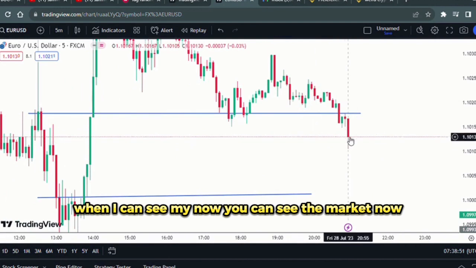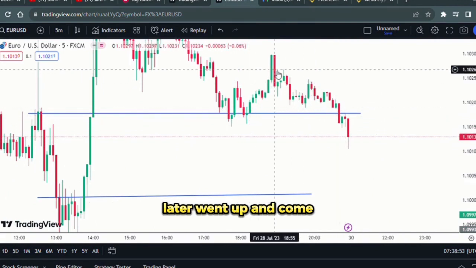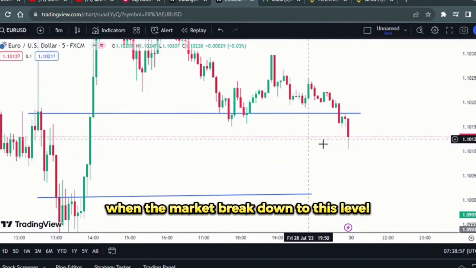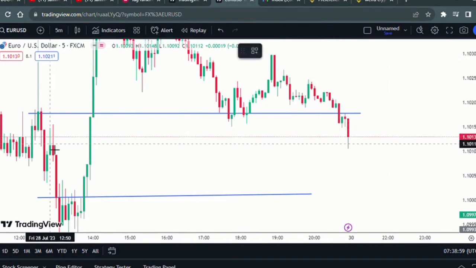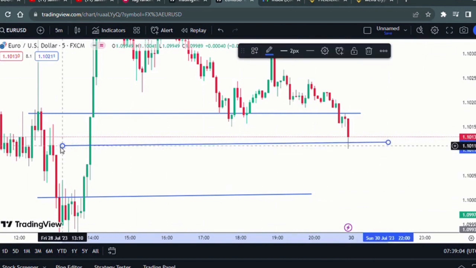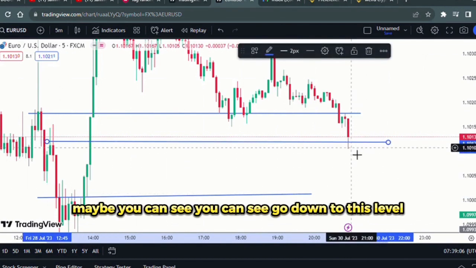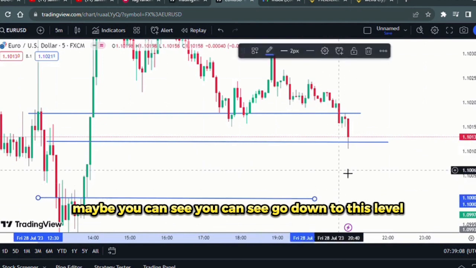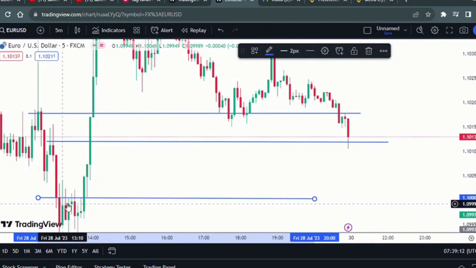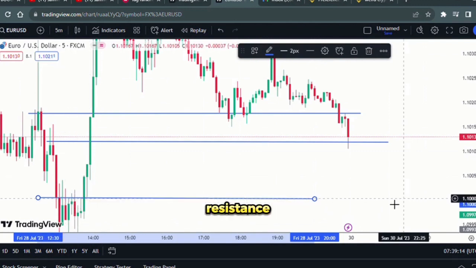But the market, see now, you can see the market later went up and came and broke down. Once the market broke down to this level, now you can see maybe it can still go down to this level, to this point of resistance.